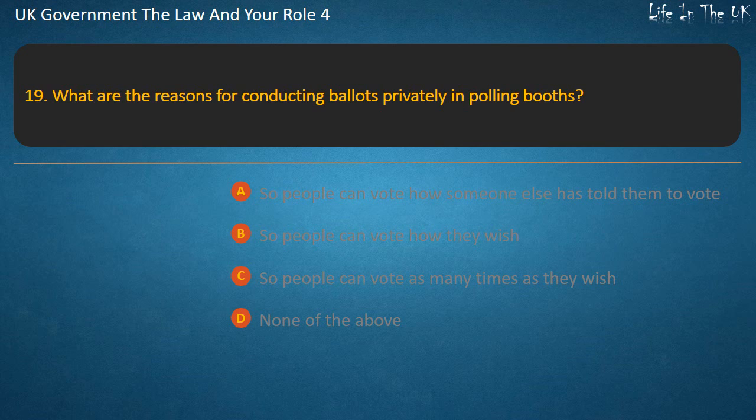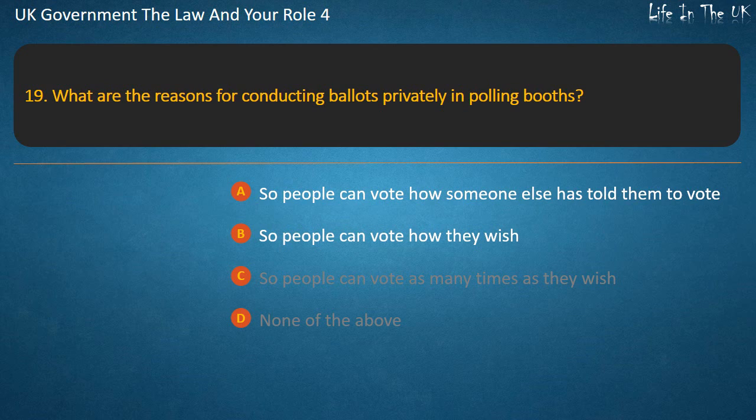Question 19. What are the reasons for conducting ballots privately in polling booths? So people can vote how someone else has told them to vote. So people can vote how they wish. So people can vote as many times as they wish. None of the above. Answer. So people can vote how they wish.